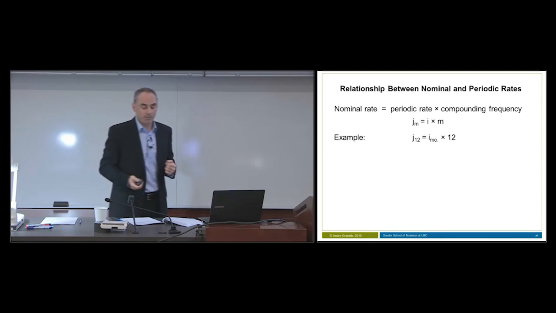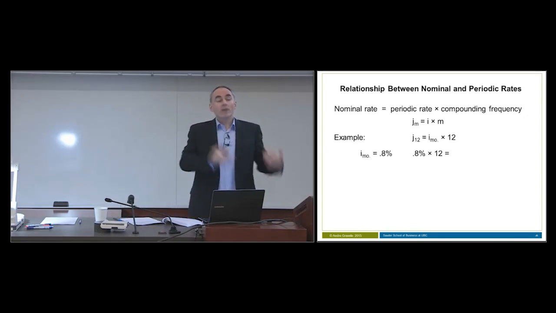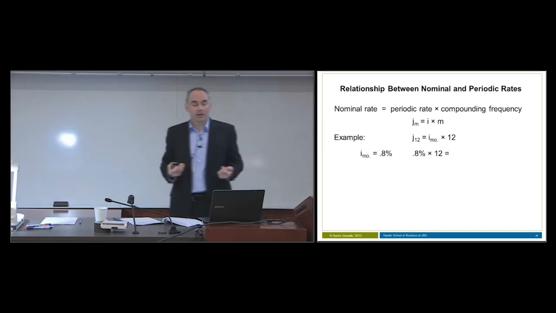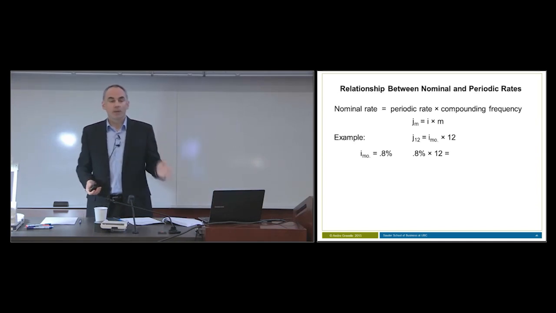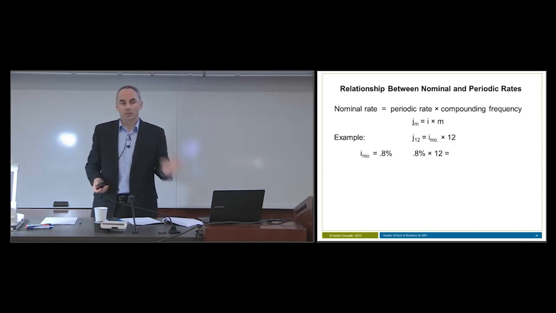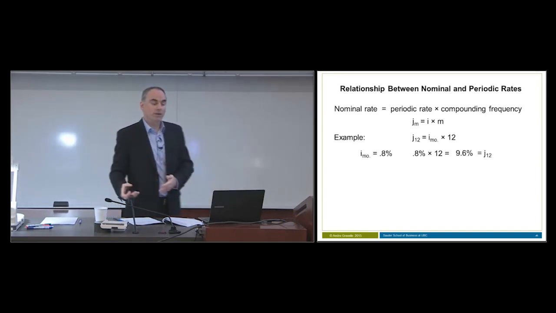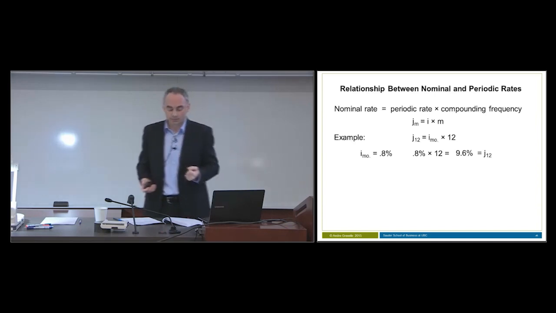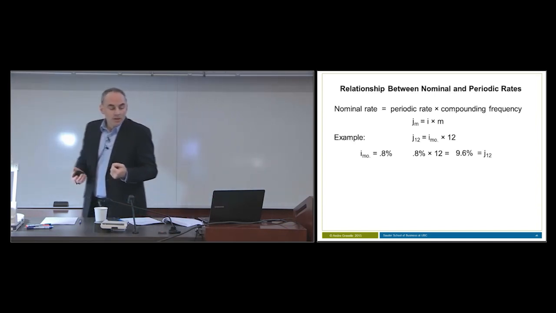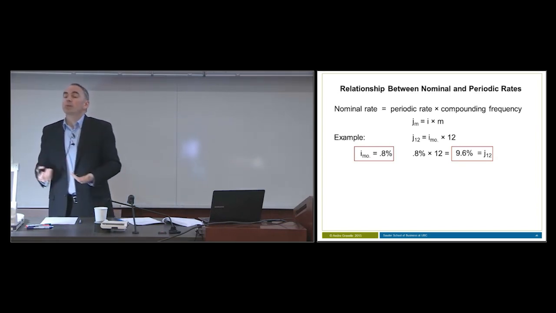So that's the relationship. If we put some numbers to it, what if I had a periodic monthly rate of 0.8%, and I wanted to find the nominal interest rate? Well, it'd be 0.8% per month, multiplied by 12 months, and that would give me my nominal rate with monthly compounding, in this case equal to 9.6%. So that's how I would do that. So we can easily move from periodic rates to nominal rates just by multiplying by the number of periods in the year.